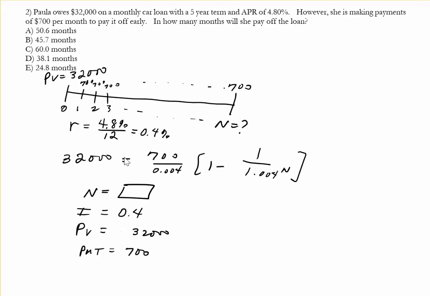Sometimes it's easier to think of it this way, though. Take the perspective of Paula, who is receiving $32,000, so therefore it's positive, but then makes payments of $700, and therefore I make that negative. But it's the same answer from the bank's perspective. In that case, this would be negative, and that would be positive. The important thing is that we reverse the signs, and we have the default value of future value 0 left intact. So let's put everything into our financial calculator.